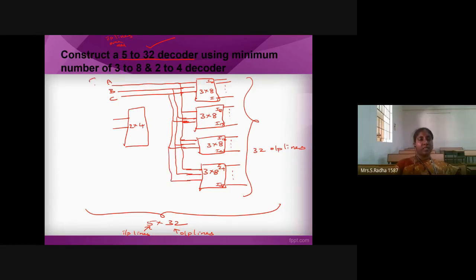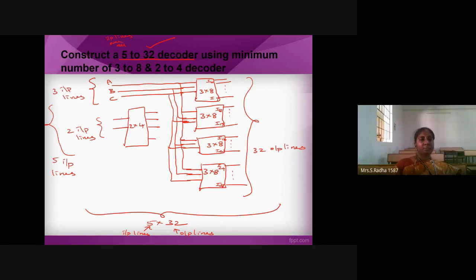So 3 input lines are common here. Now these are 2 input lines. Overall, combined, this will become 5 input lines, so the overall input of 5 is also satisfied. Now we are having a 2 by 4 decoder, which means 4 output lines.